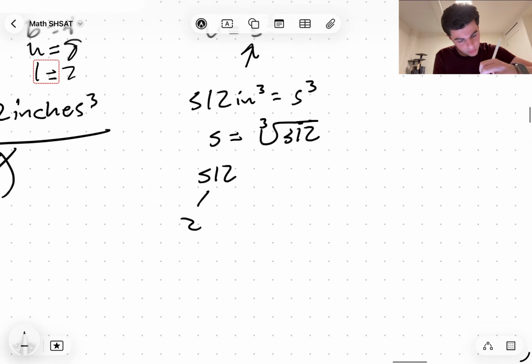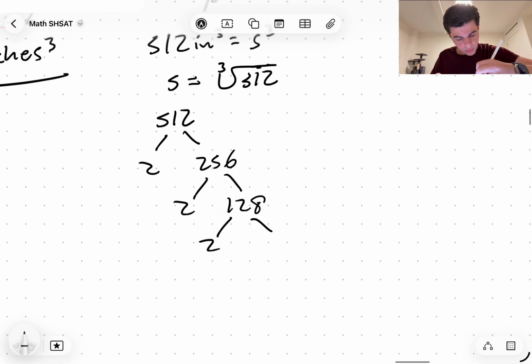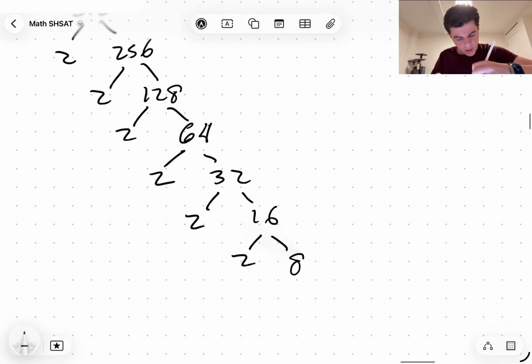512 is 2 times 256. 256 is 2 times 128. 128 is 2 times 64. 64 is 2 times 32. 32 is 2 times 16. 16 is 2 times 8. 8 is 2 times 4, which is 2 times 2.